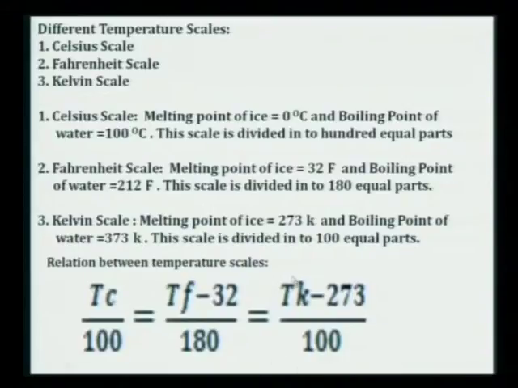To put 0 degree Celsius into Kelvin, you have to convert. Put Tc equal to 0, so 0 by 100 equals 0. Tf minus 32 is equal to 100 into this 0. Then Tk minus 273 equals 0, so Tk equals 273 Kelvin. That means 0 degree Celsius is equal to 273 Kelvin.